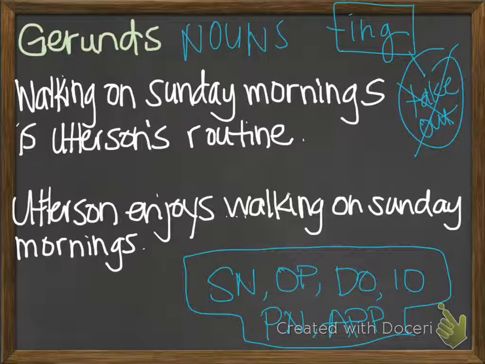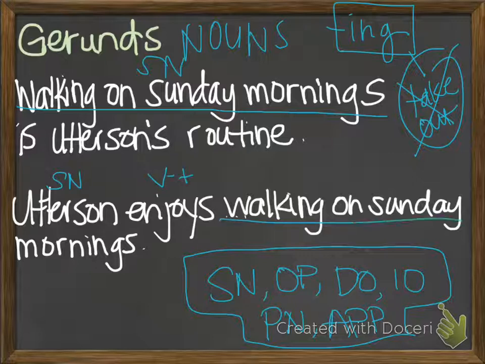So here you have: Walking on Sunday mornings is Utterson's routine. The gerund phrase is walking on Sunday mornings. And here you see that it's the subject noun of the sentence, because what is Utterson's routine? Walking on Sunday mornings. There is the subject noun. For the next sentence, Utterson enjoys walking on Sunday mornings. Utterson's the subject now. Enjoys is the verb, and you ask, he enjoys what? Walking on Sunday mornings. That is your direct object.